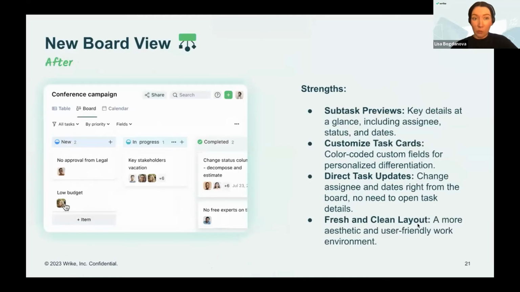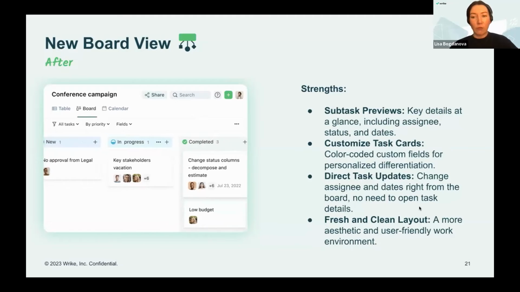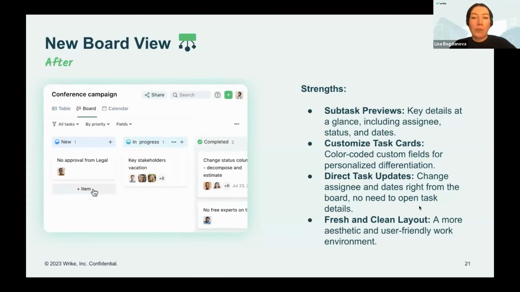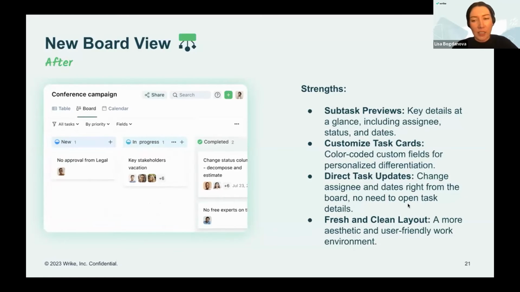And now with the new board view, you get subtask previews, and you get customizable task cards. You can again use the color-coded custom fields here for personalization. You can open your items without closing the board view. You can still use the board view and have your item open, because before that, the tasks opened in overlay mode, so you were not able to continue using board view and look at your items at the same time. And you also get the fresh and clean layout of the new board view.